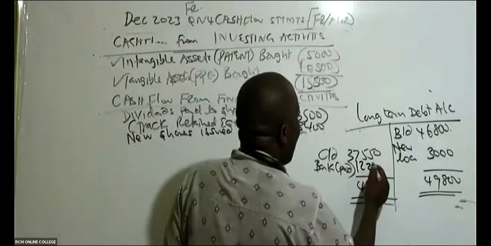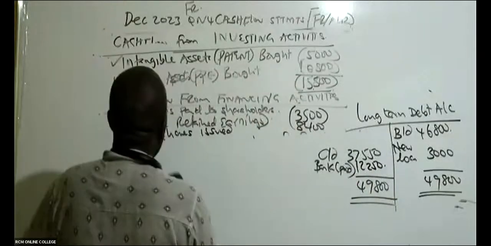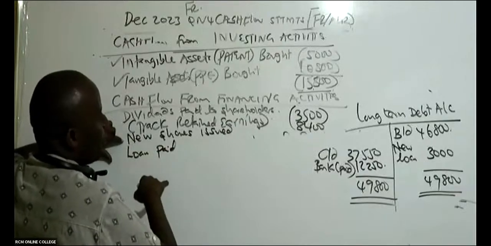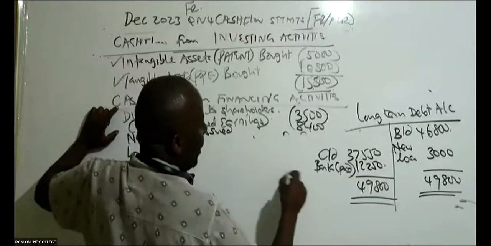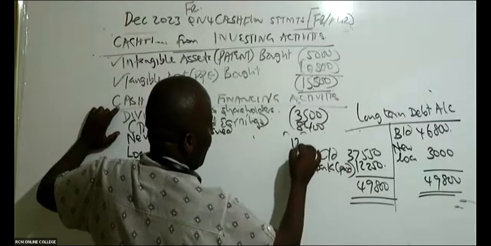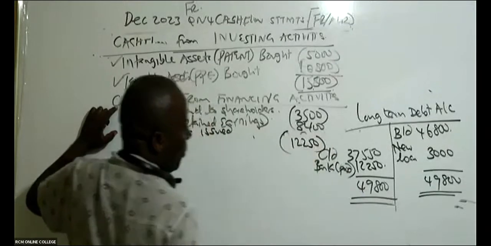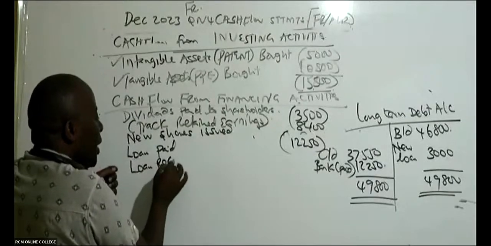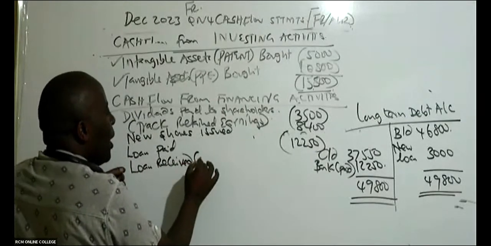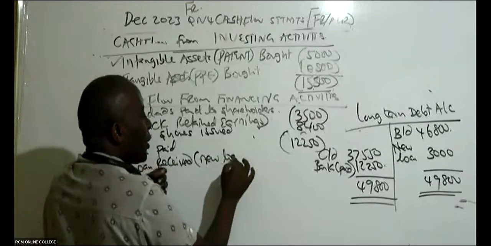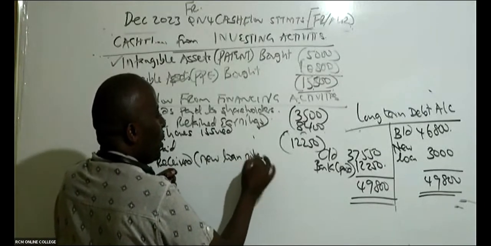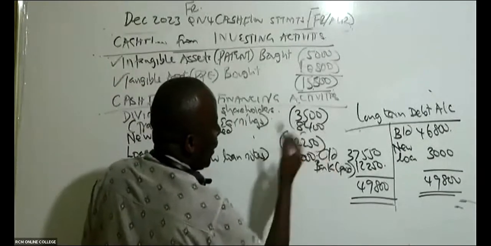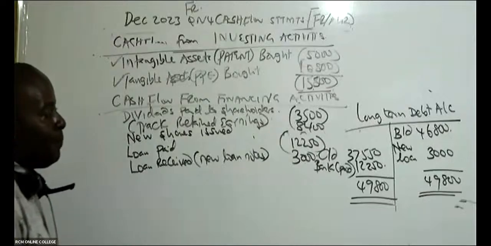Now here you have to be very, very careful. So we have in this case loan paid. Loan paid in this case here is 12,250. So loan paid, of course, you put brackets. But you see, we also received a new loan. Loan received because of new loan notes. This one here, so many guys will forget. So the new loan note gave us 3,000 like that.